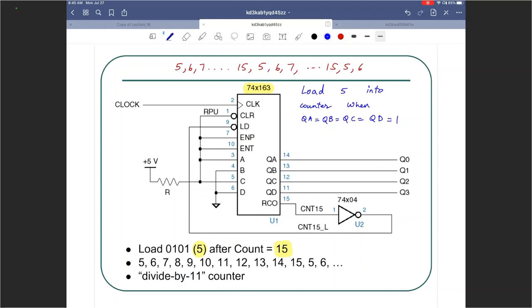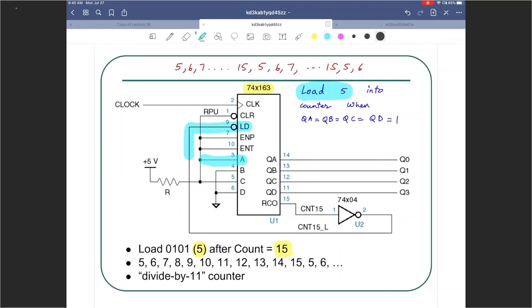So for this, what did we do? Well, we are trying to load 5. How are we loading 5? Let me highlight that in blue. Load 5. How are we loading 5? Using the load input as well as A, B, C, D. As you can see, A is the least significant bit, which is connected to high here.